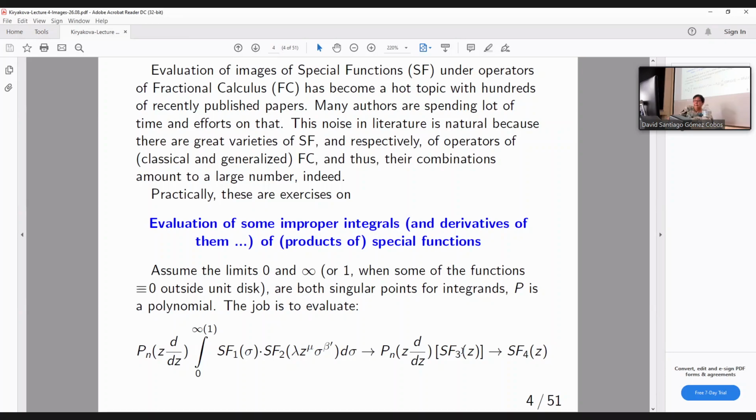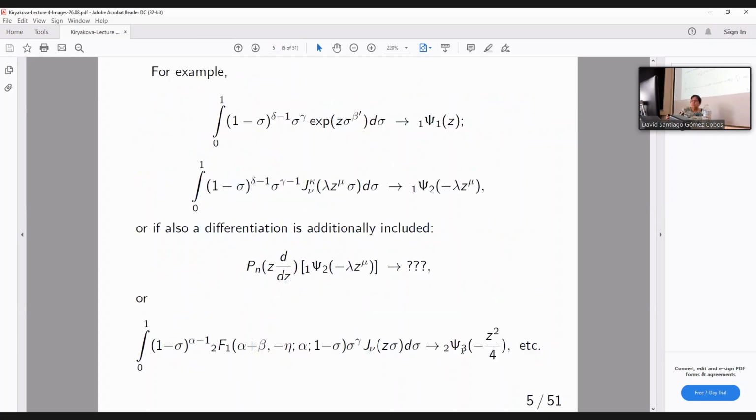Say, products of two special functions, or one elementary and one special function, and it is to find the fractional derivative. Then after that you need to take additional differentiation of this. And finally to go to some other special function that either can be known or just written in some complicated series and nothing more.